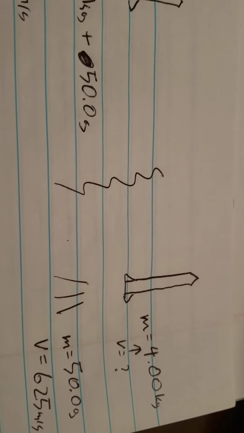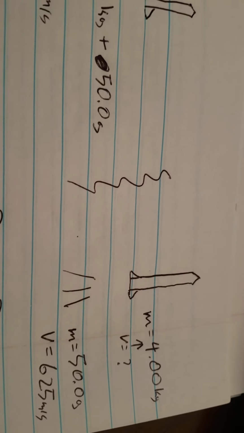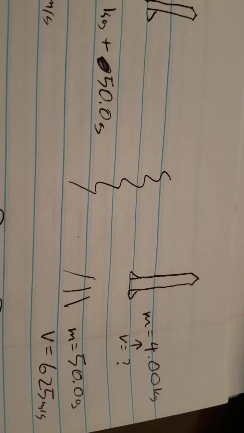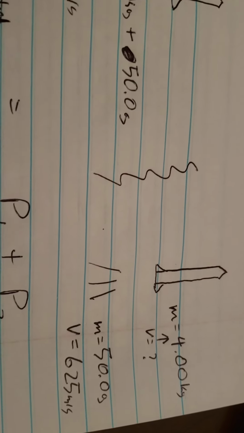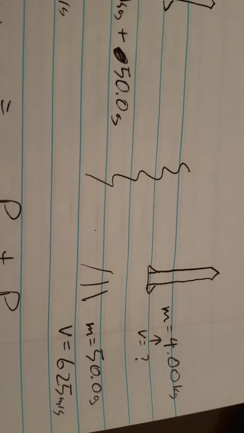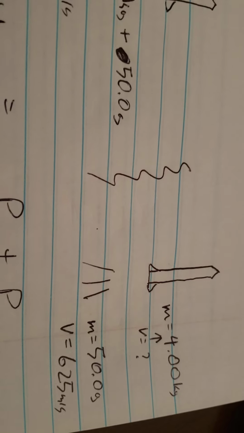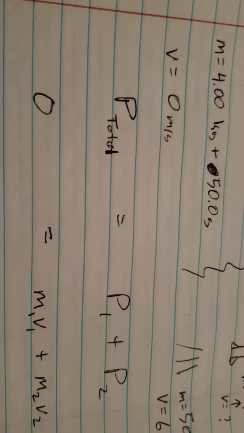Now, when the fuel burns, the rocket goes up. The burned fuel pushes gas down at the bottom, which causes the rocket to go up. Now, we do not know the velocity of the rocket, but we do know that the velocity of the gases being expelled is 625 meters per second down. Leading us to a conservation of momentum problem.